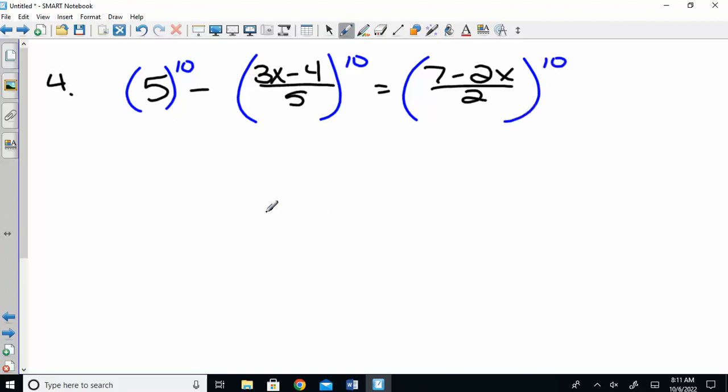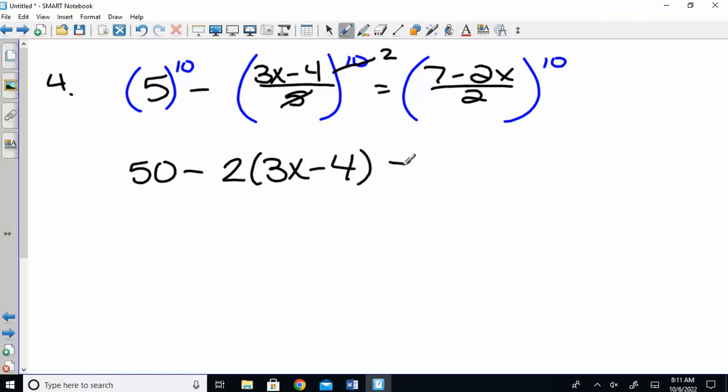So you have to take each term times 10. It's like distributing a 10 through each side. So 5 times 10, 50, minus, okay, so 10 divided by 5 is 2. So we have 2 times this 3x minus 4. 6x minus 8. Over here, 10 divided by 2 is 5. So we have 5 times the 7 minus 2x.